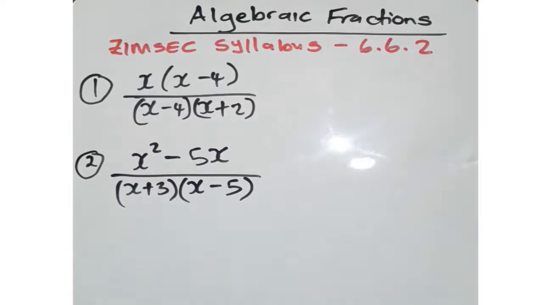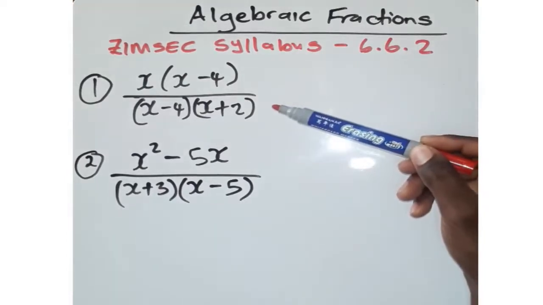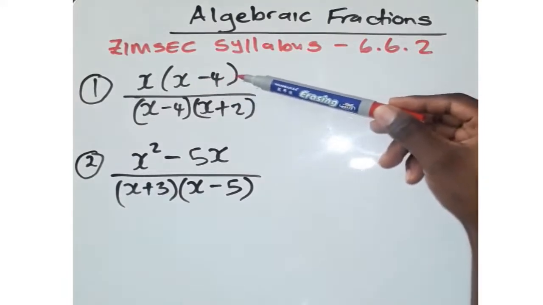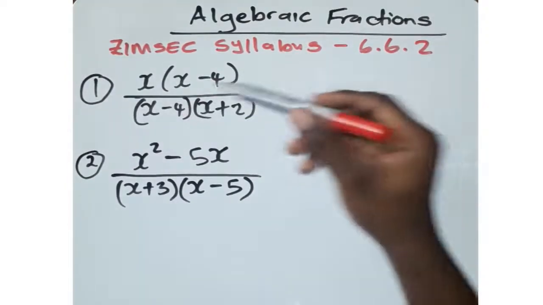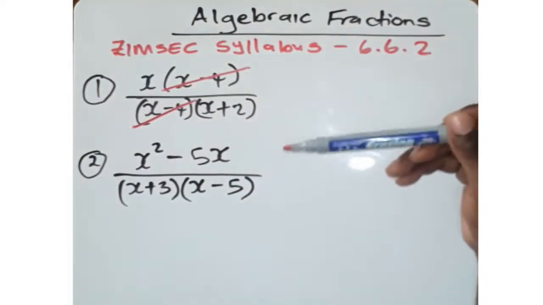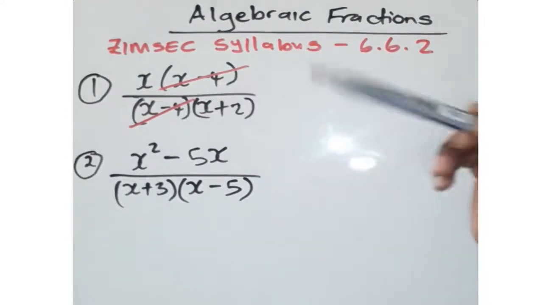So we're going to start off with this one here, number 1. We first of all have to look for the common factor. We look at the numerator, and then we look at the denominator, and try to figure out what's common. As we can see, the expression x minus 4 is common both in the numerator and in the denominator. Since these are the only ones that are common, we certainly have to cancel them off. We also have to identify if there's anything else that's common. This was the only common factor in the two.